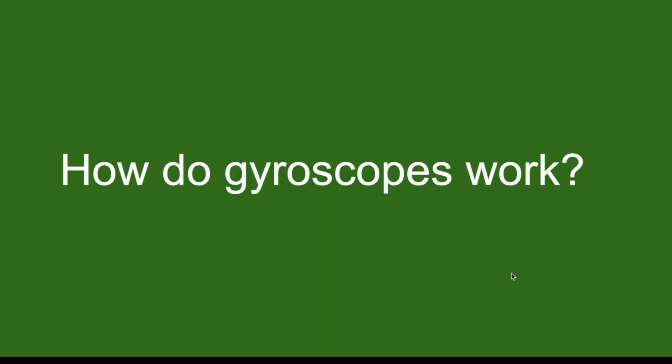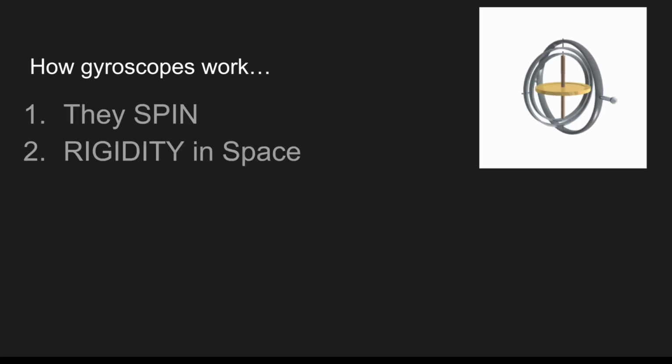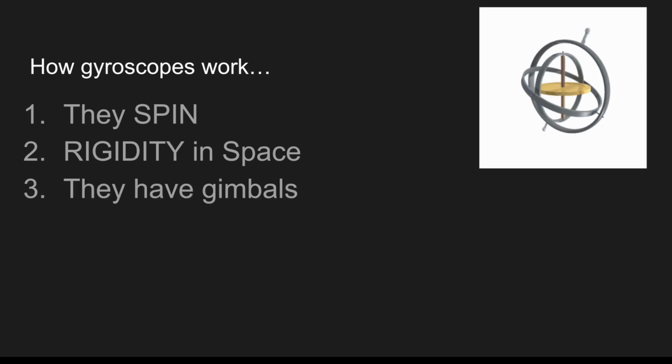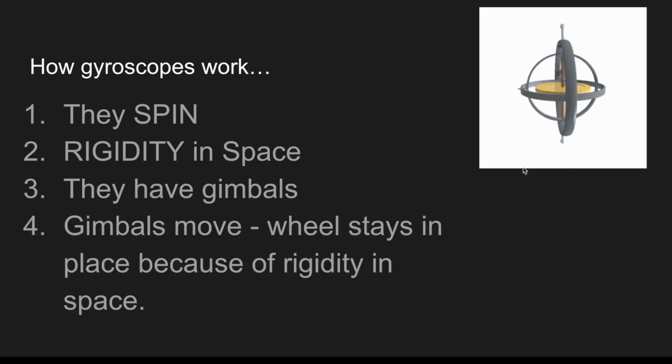First, let's talk about how gyroscopes work. On the right is a gyroscope, and they spin, and they work off something called rigidity in space. We'll talk more about that in class. But number 3, they have something called gimbals. That's these things spinning around it. The gimbals move and the wheel stays in place because of rigidity in space.